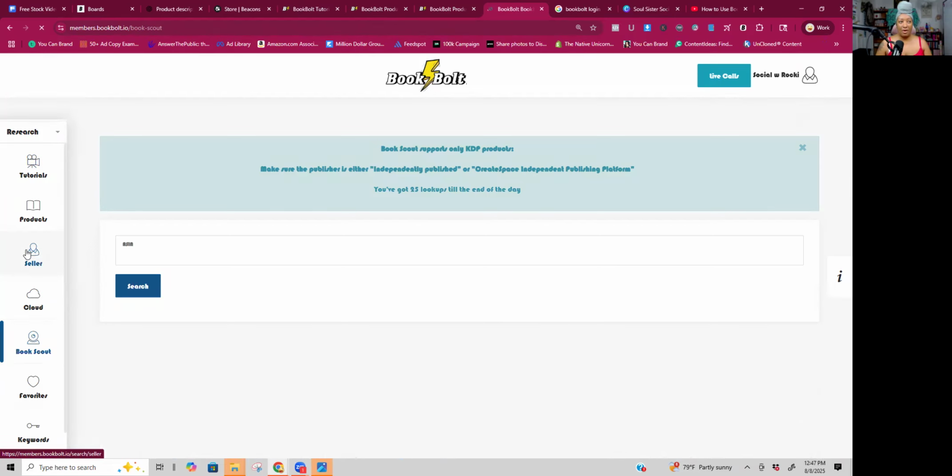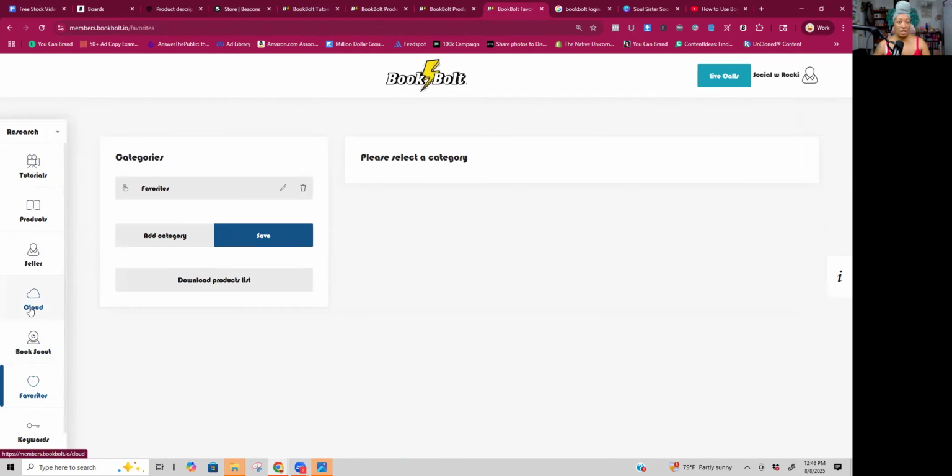Book Scout is another way for you to research by the number, the ASIN number. So you can look up books, pop that ISBN number in and do a search, and you can look up the individual books. Now, if you favorite anything, there's a favorite section here, and you're able to favorite keywords, you're able to favorite books and stuff like that. It's just the fastest way for you to come back.